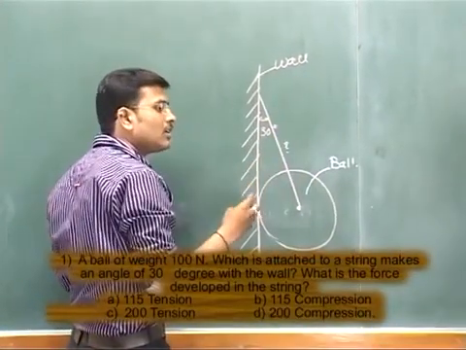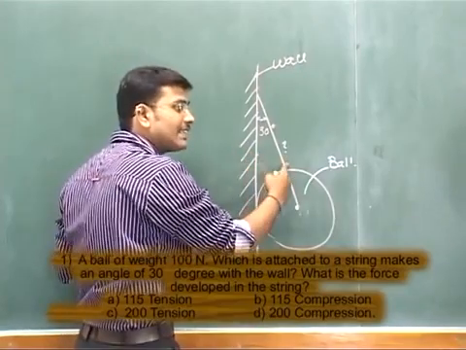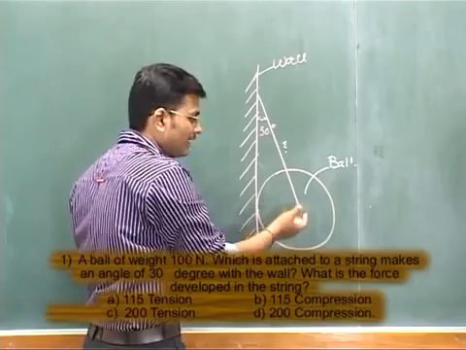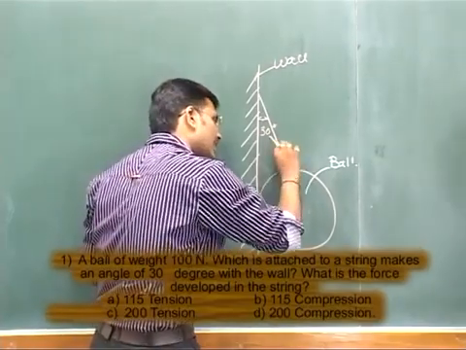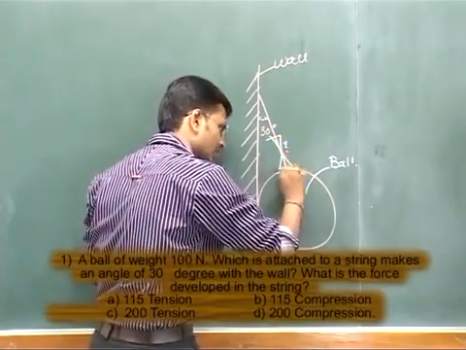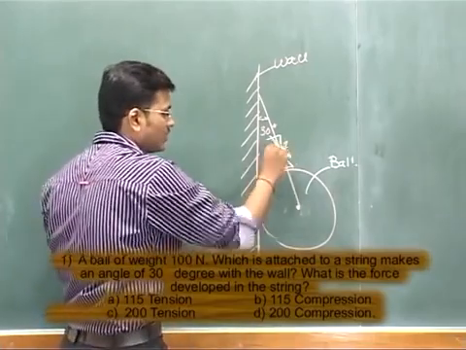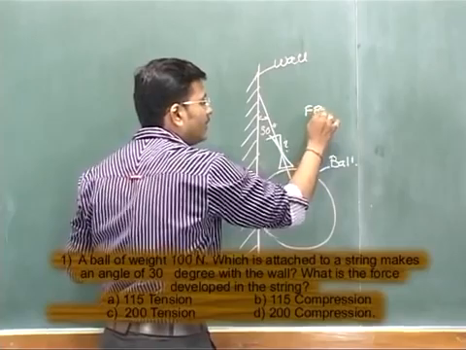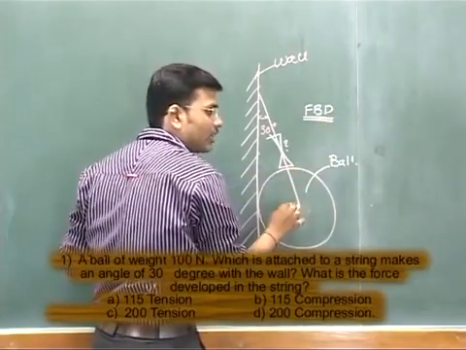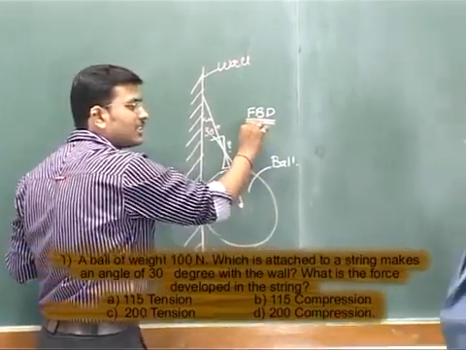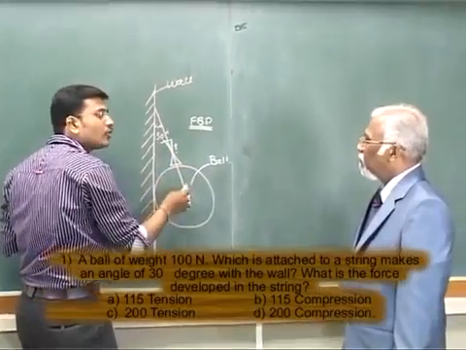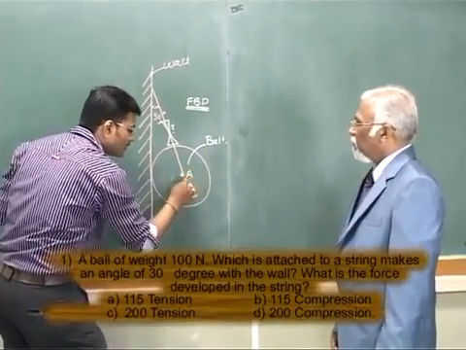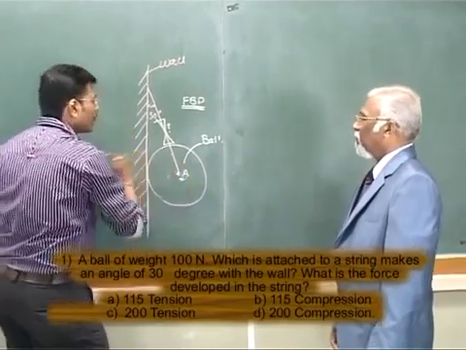First of all we have to decide whether it is tensile force or compressive force. Since it is a ball, it has its own weight, it will develop a tension in the string. So tension in the string is shown like this, and we have to draw a FBD, free body diagram, of this particular ball. A free body diagram is a diagram which shows forces acting at a point. So we have to draw the forces which are acting at point A, let's say.